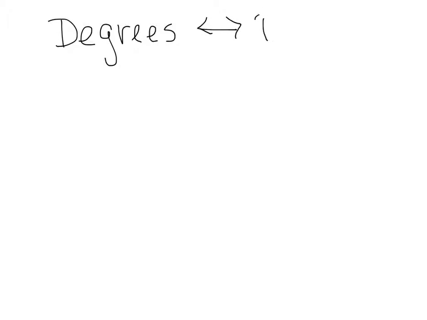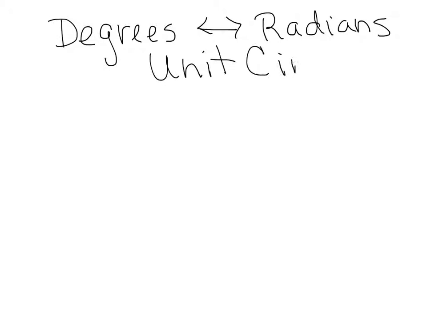In this lesson, we're going to talk about the relationship between degrees and radians and look at how and where they appear on the unit circle. Now, we've already talked about how to convert from degrees to radians, but now we want to look at where they are on the unit circle and how we can see it much more clearly.